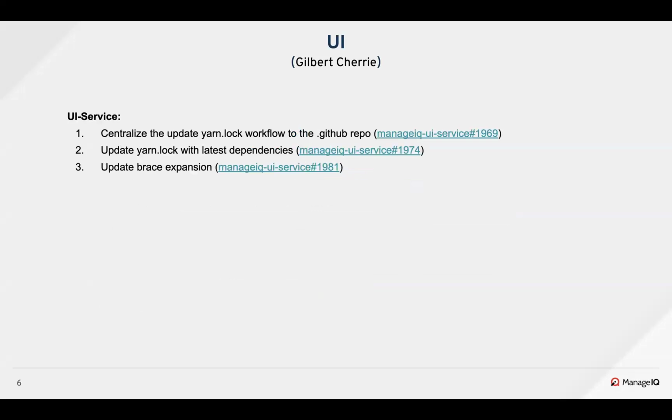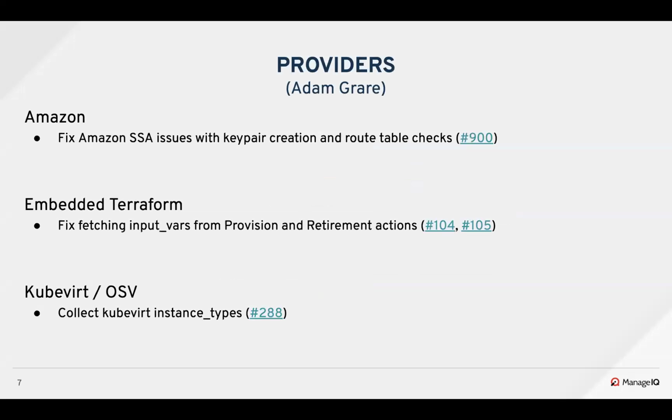For UI service, JSON centralized the update yarn.lock workflow to the .github repo. I merged the yarn.lock with latest dependencies PR from the bot, and I updated the brace expansion package on UI service. That's it for the UI. Next is Adam. Thanks, Gilbert.